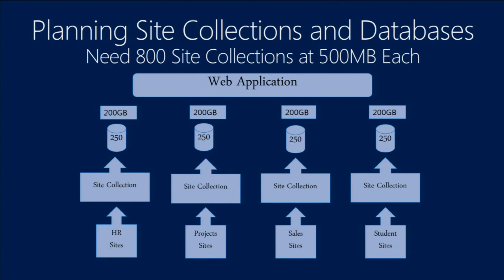So 200 gigabytes is our soft limit. We control that from inside of SharePoint by putting a quota template on the web app for the content database or databases. And then we also put a maximum number of site collections on each of those databases. And it's per database per web app. So if I have 4 databases on a web app, I need to put a max site collection on each one of those.